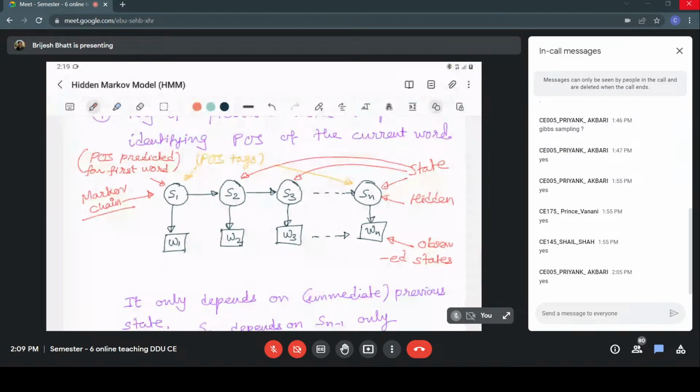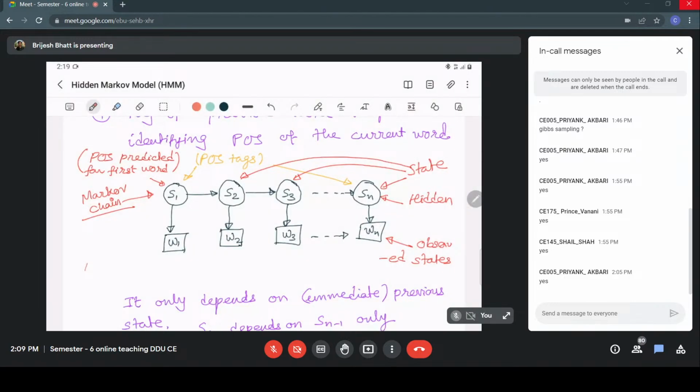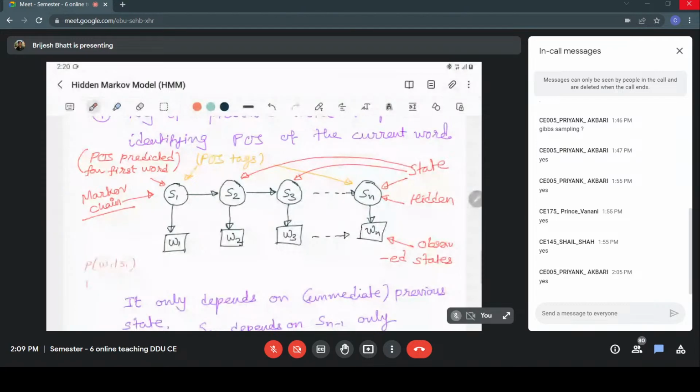It is very simple, right? From your Bayesian network knowledge, what are the model parameters of this? Model parameters are, look at the arrow, follow the arrow, and you know the probability. Probability of W1 given S1 and probability of S2 given S1, right?